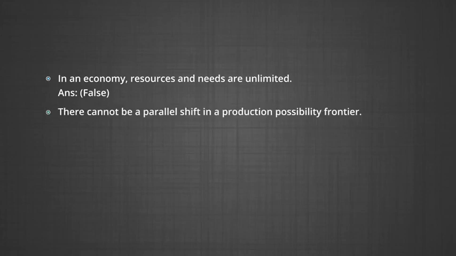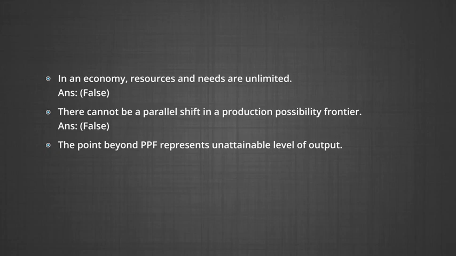So, we will use a small exercise to figure out if we've understood all the concepts we've discussed so far. State whether the following are true or false. A, in an economy, resources and needs are unlimited. True? Answer: not true, false. B, there cannot be a parallel shift in the production possibility frontier. True? Not true, false. C, the point beyond a PPF represents unattainable levels of output. True or false? True.